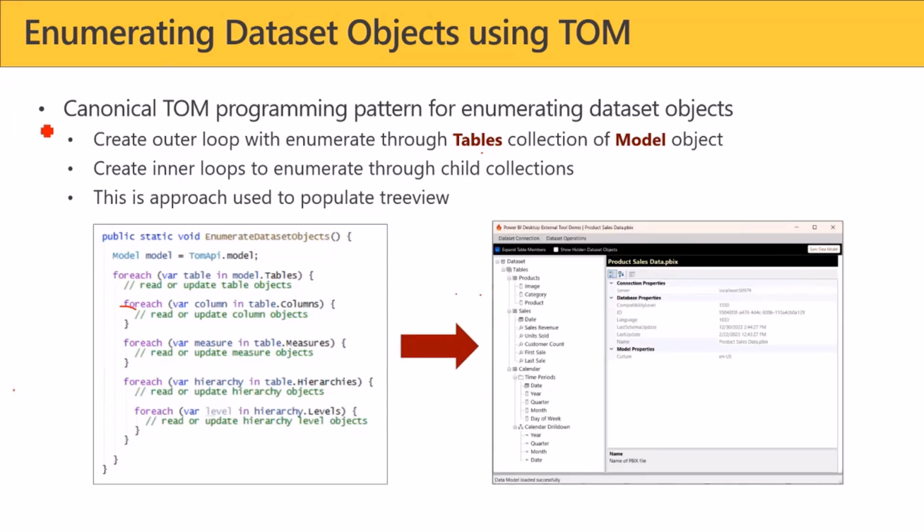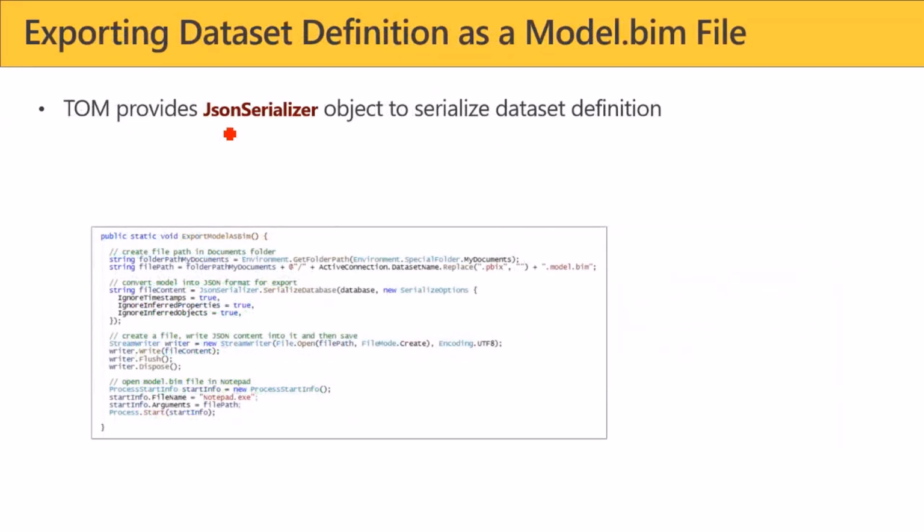The one thing here, Scott, that I want to call out is the word canonical. I love the word canonical. Always looking for times to use it. So this is the classic programming pattern of enumerating through all the tables. In the outer loop, you enumerate through tables. Then in the inner loops, we enumerate through the columns, measures and hierarchies. And each time you find a hierarchy, it has one or more levels, so you have to enumerate through those as well. Hopefully, kicking the tires on this demo will give you an appreciation for how to discover things.